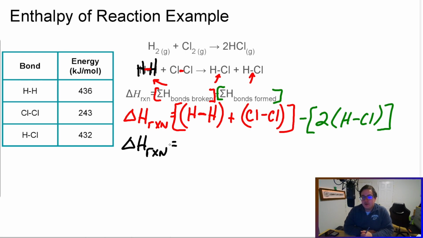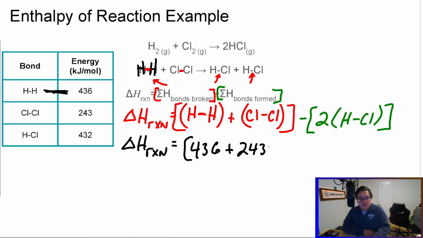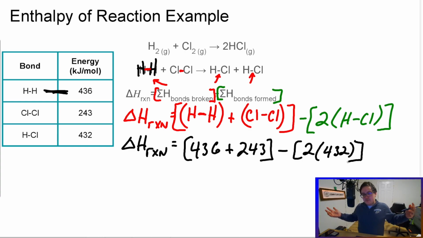So, we looked at the bonds broken. We looked at the bonds formed. All we need to do now is plug in the energy values for those bonds. Well, if we look at the hydrogen-hydrogen bond, it stores 436 kilojoules per mole. So we're going to do 436 plus 243 for chlorine to chlorine minus 2 times 432. That's it. All we're doing is looking at the energy stored in those bonds.